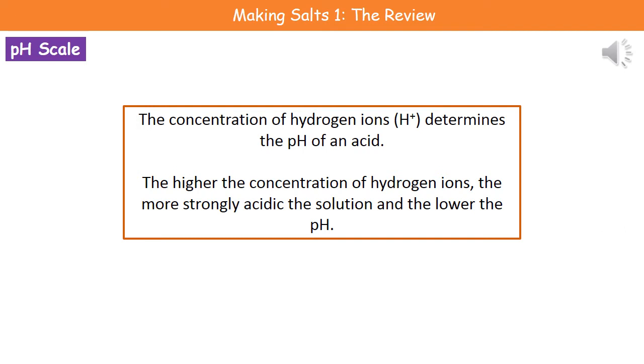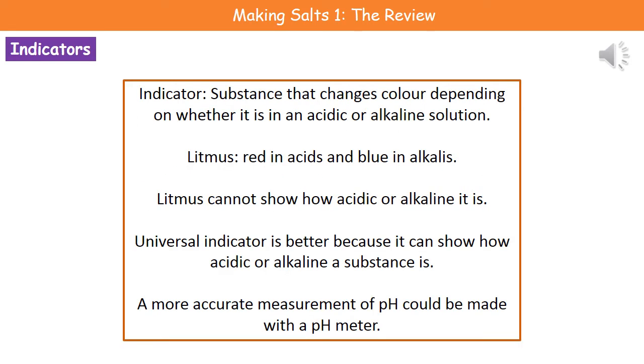Now, in terms of what determines the pH, what we're actually looking at there is the concentration of hydrogen ions. So the higher the concentration of hydrogen ions, the more strongly acidic the solution is, which means it's got a lower pH.